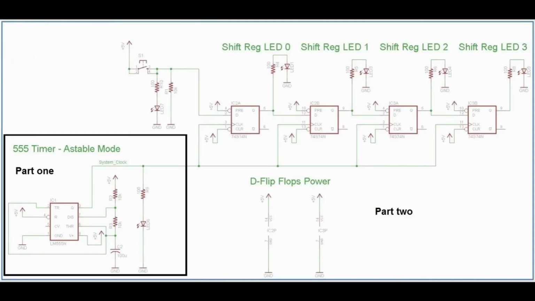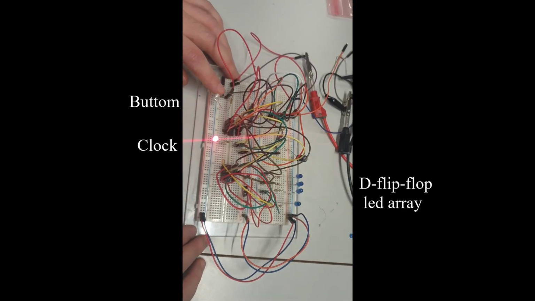In this part of the experiment, we used 4 D flip-flops connected together to create a shift register. All these flip-flops were also connected to an LED light, showing their output values. We used the 555 timer IC from the previous part of the experiment to create continuous pulses and a push button to control these pulses.